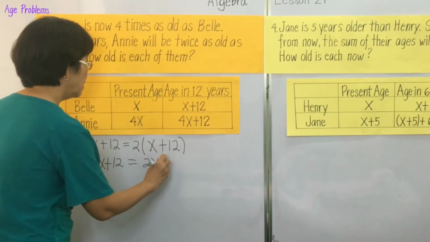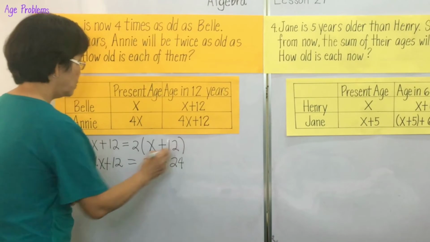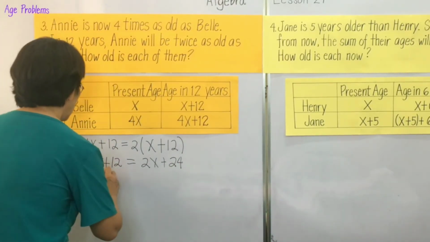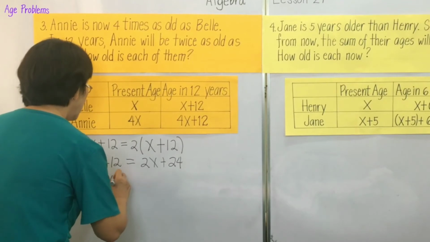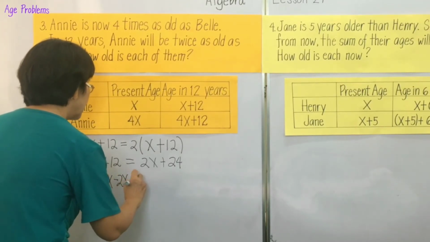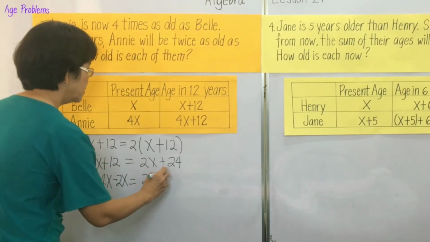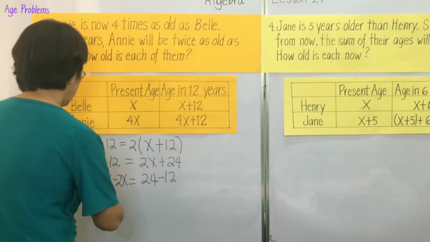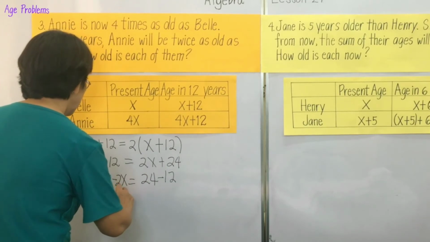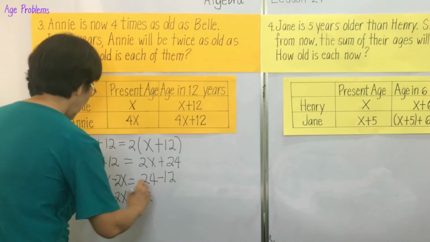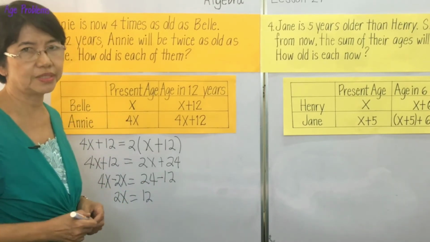2x plus 24. And we have 4x minus 2x equals 24 minus 12. Therefore, we have 2x equals 12 and x is equal to 6.